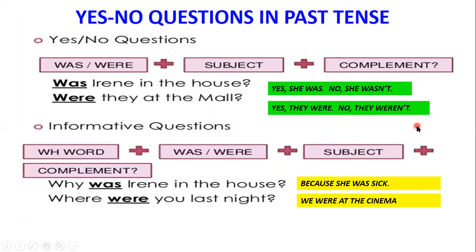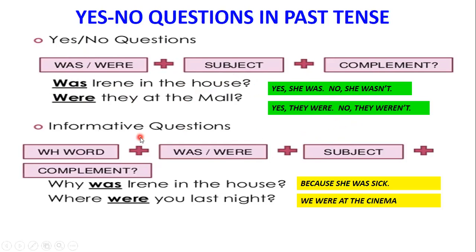So now, let's look here. I can have yes, no questions also in past. For example, here, was Irene in the house? In this case, the structure is was or were plus subject plus the complement. Was Irene in the house? I just have two possible answers. Yes, she was. No, she wasn't. Were they at the mall? In this case, I only have two possible answers. Yes, they were. No, they weren't.